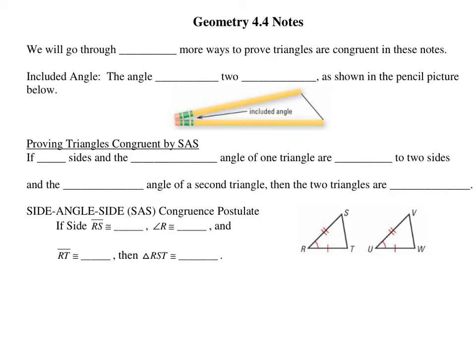In these notes, we're going to go through 2 more ways to prove that triangles are congruent. So first we need to go through a few definitions. The first one is an included angle. And an included angle is, if you notice the pencils right here, that these are 2 sides in a triangle. And the included angle is the one that is between the 2 sides.